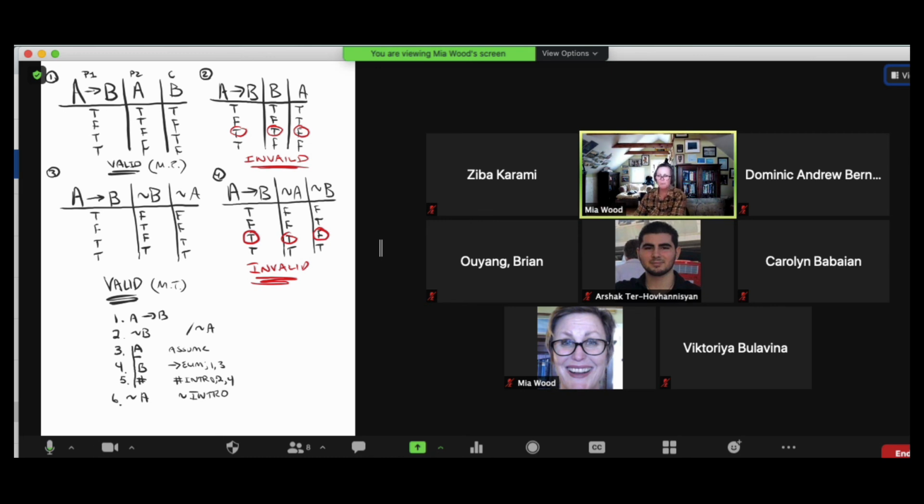Right? So I want to keep hammering away at the idea that our rules for the Boolean connectives, for the propositional logic connectives, those are truth table based rules. What do we think? How are we doing? Questions, problems, confusions?